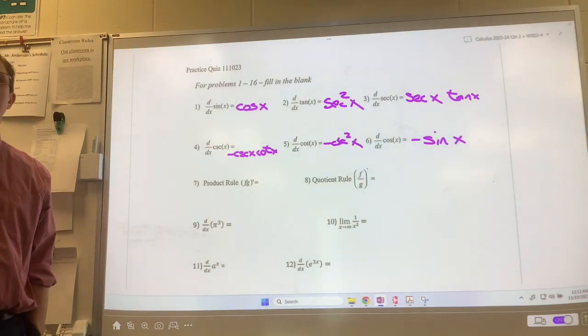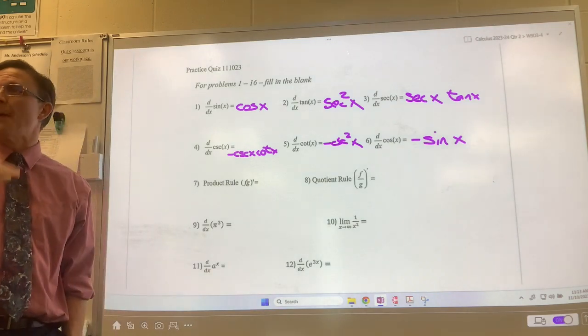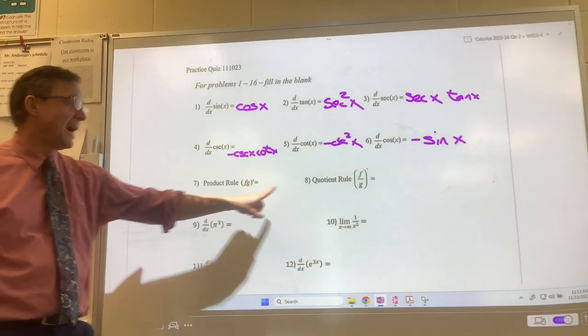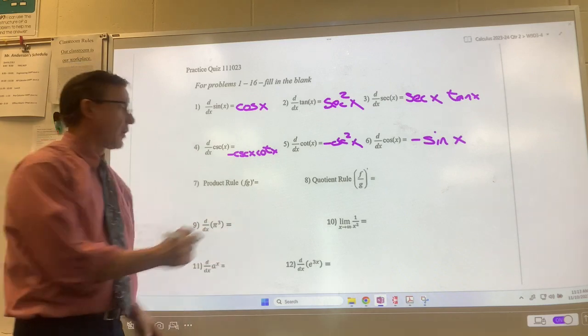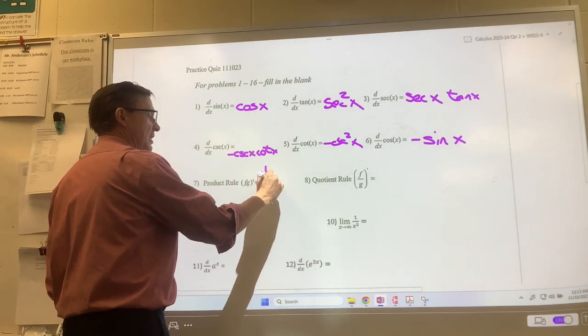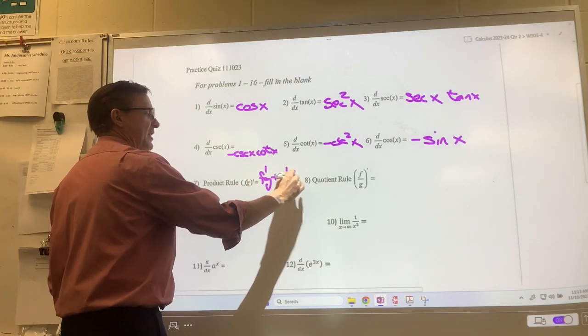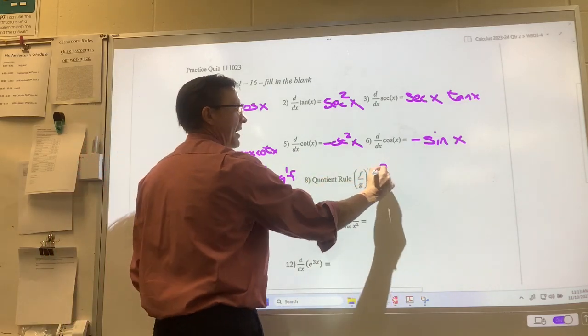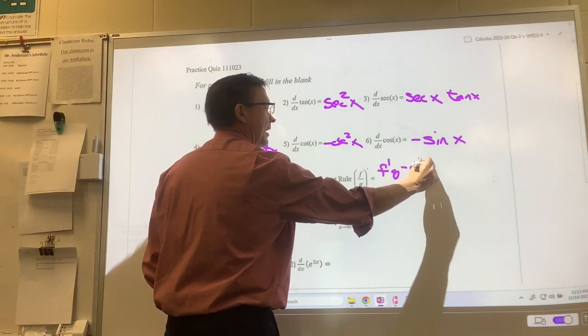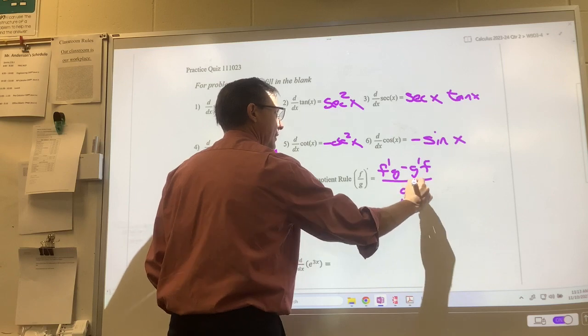Product rule. I don't care what order. I'm always going to do it the same order as the quotient rule, just with the plus sign. So I always write it this way: f prime g plus g prime f, because then I remember the quotient rule as f prime g minus g prime f all over g squared.